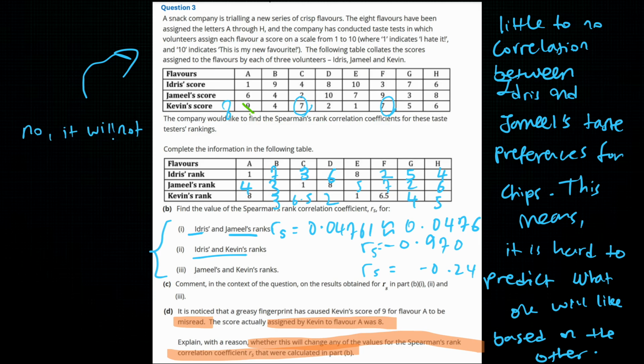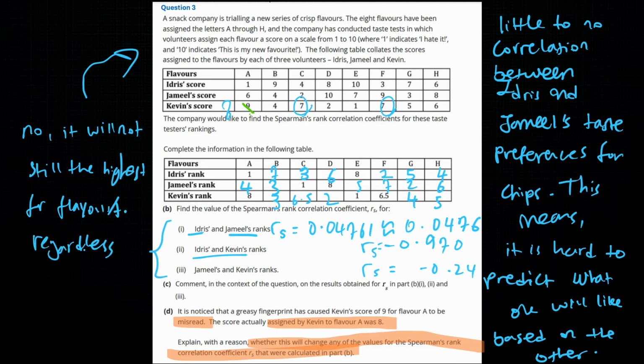Either way, regardless of flavor A's score being 9 or 8, it is still the highest for flavor A. So no change in the coefficient in Spearman's ranking. That is pretty much all you have to know for Spearman's coefficient.